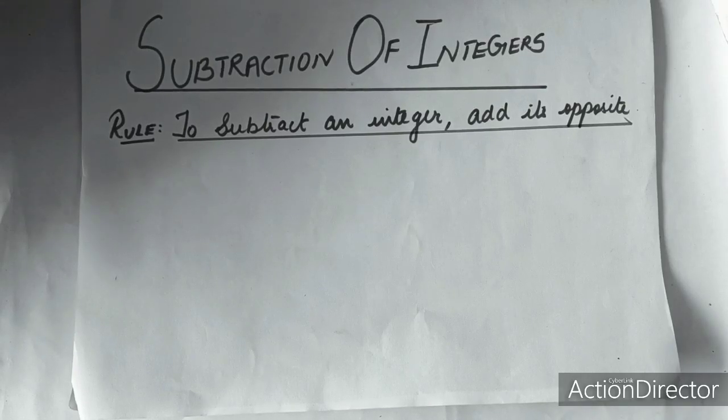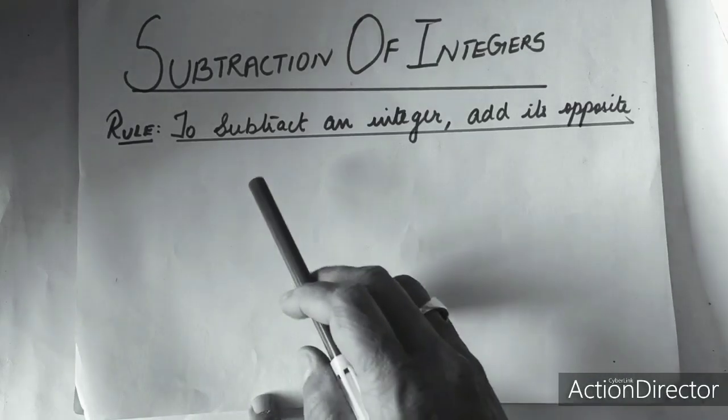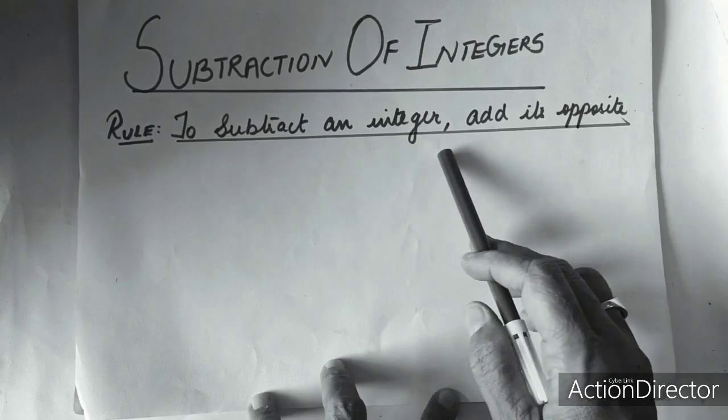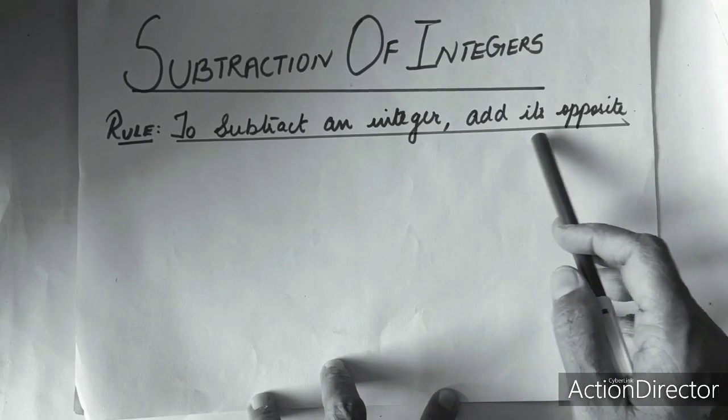In the previous video, you have seen an activity for addition of integers. Today, let us see an activity for subtraction of integers. So for subtracting two integers, you have to understand the rule that to subtract an integer, it is nothing but we are going to add its opposite.